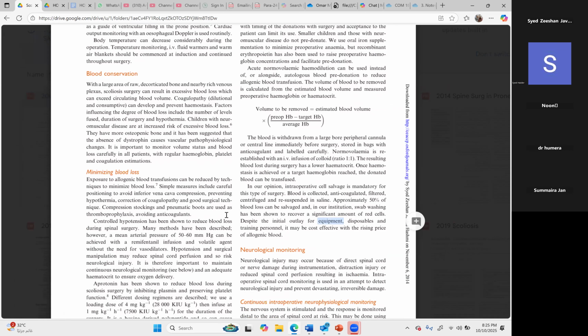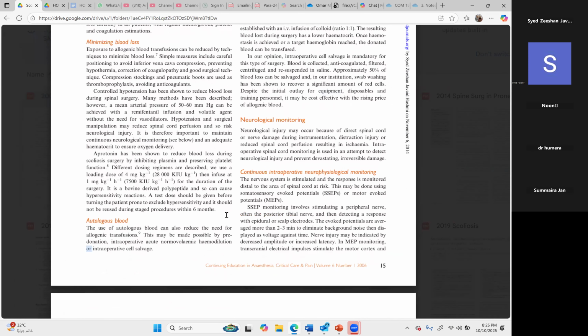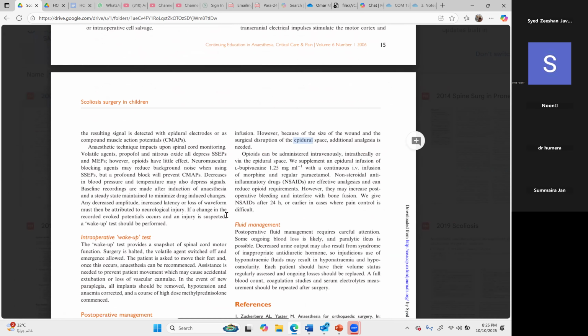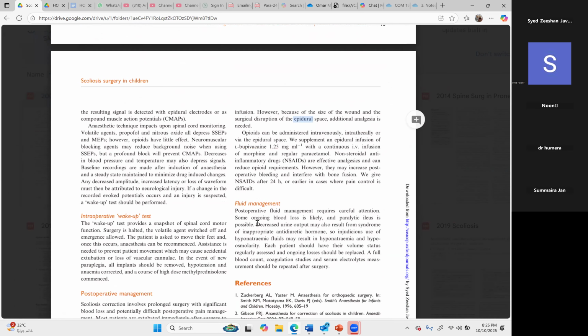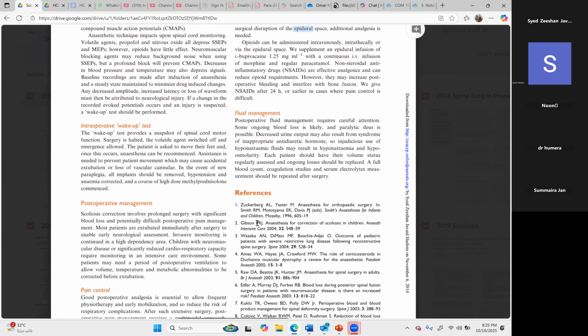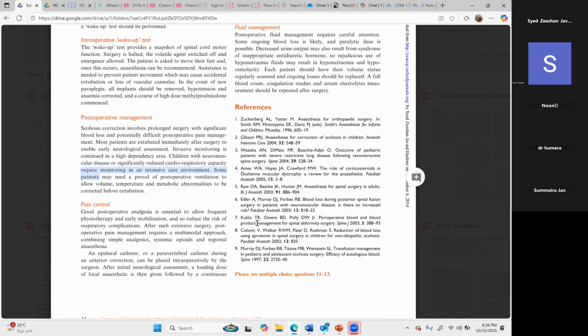For blood conservation strategies, you have to monitor the allowable blood loss and how you will replace it. These are written here, and we discussed blood conservation strategies in our last sessions. For wake-up, as you see, they have written: surgery is halted, the volatile agent switched off, and emergence allowed. The patient is asked to move their feet, and once this occurs, anesthesia can be recommenced. Assistance is needed to prevent patient movements which can cause accidental extubation or loss of vascular cannulas. In the event of new paraplegia, all implants should be removed, hypotension and anemia corrected, and a course of high dose methylprednisolone steroids given for neuro injury and better neurological recovery.